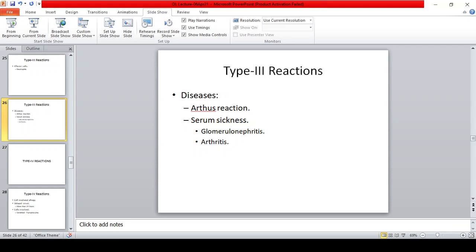Serum sickness is the systemic counterpart of the Arthus reaction, and it underlies disorders like glomerulonephritis and arthritis, in which the antigen-antibody complexes damage the basement membrane of the kidneys. So these are examples of the type 3 reactions.